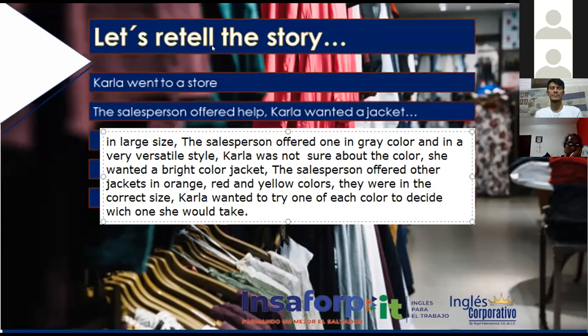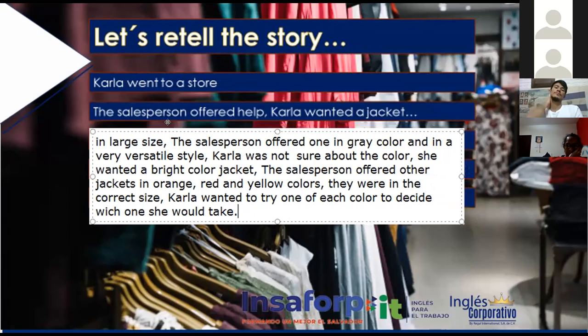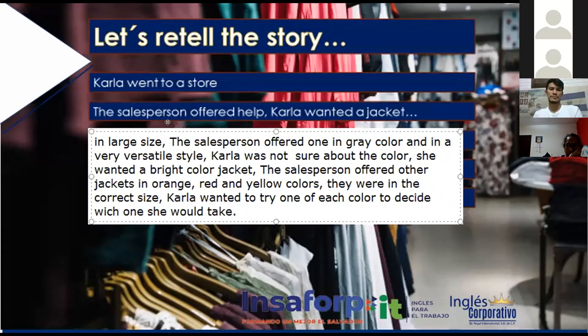Let's retell the story. What happened yesterday, Carla, in your experience, right? So we're going to ask, for example, Ana Cristina, did you see Carla yesterday? Oh, yes, I saw her. She went to a store and then she can tell us about what happened, right? So now let's read the story. Carla went to, y cuando la leamos, vemos si falta algún detalle que quieran agregar o algo que querramos quitar. Okay, vamos a ver, let's see it.